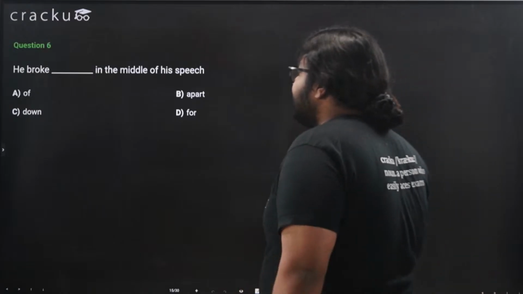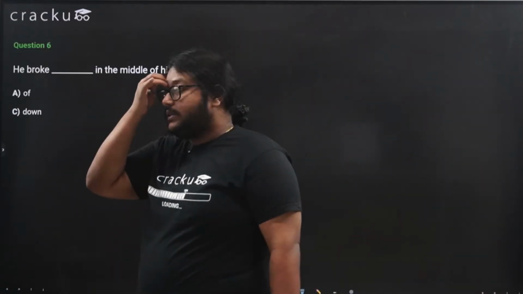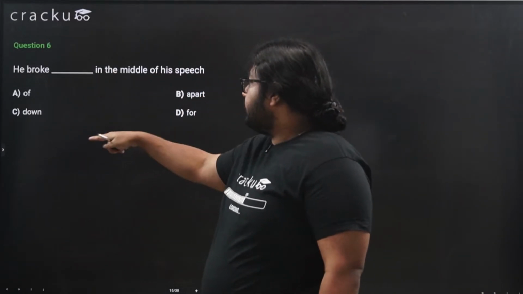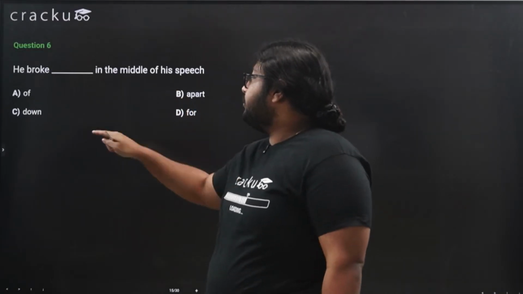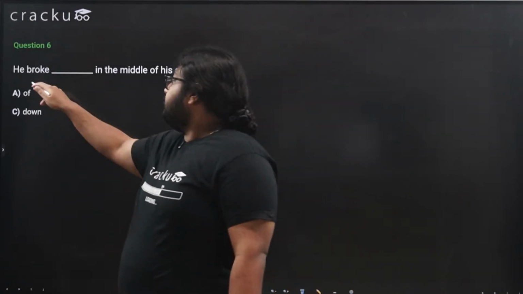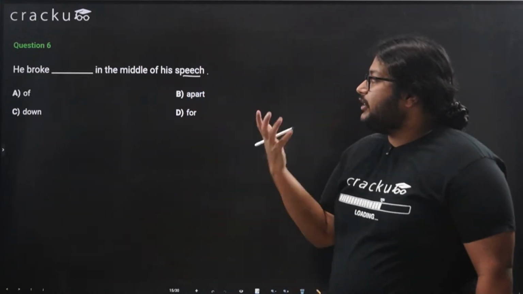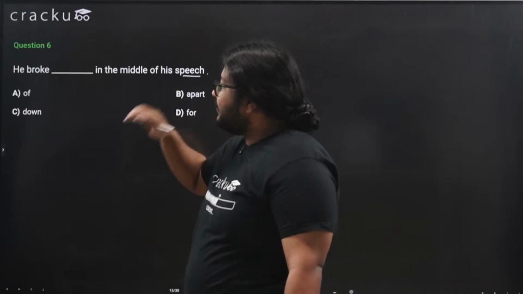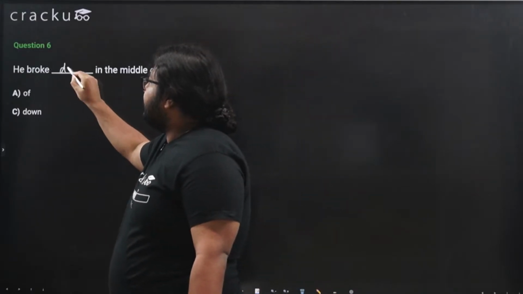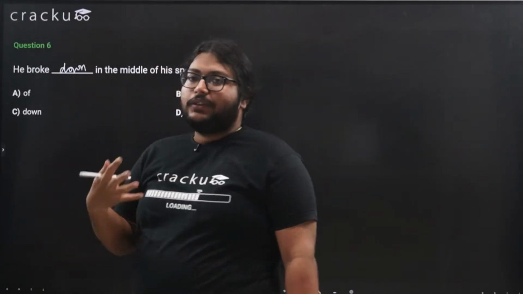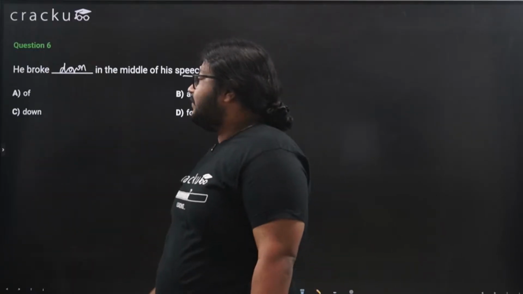Okay, so this is again a case of phrasal verbs. We have broke off, broke apart, broke for, and broke down. He broke dash in the middle of his speech. So we know there is a phrase called broke down, right? Which means to start crying. He broke down in the middle of his speech.